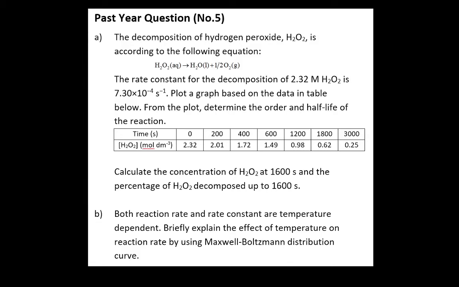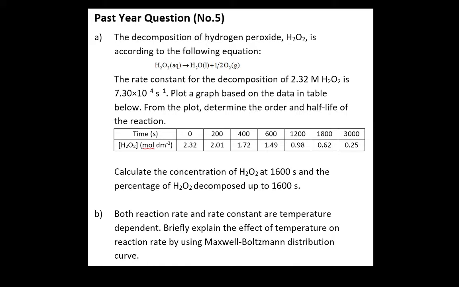Past year question number 5. The decomposition of hydrogen peroxide is according to the following equation. The rate constant for the decomposition of 2.32 molar hydrogen peroxide is 7.30 times 10 to the power of negative 4 per second. Plot a graph based on the data in the table below. From the plot, determine the order and half-life of the reaction.